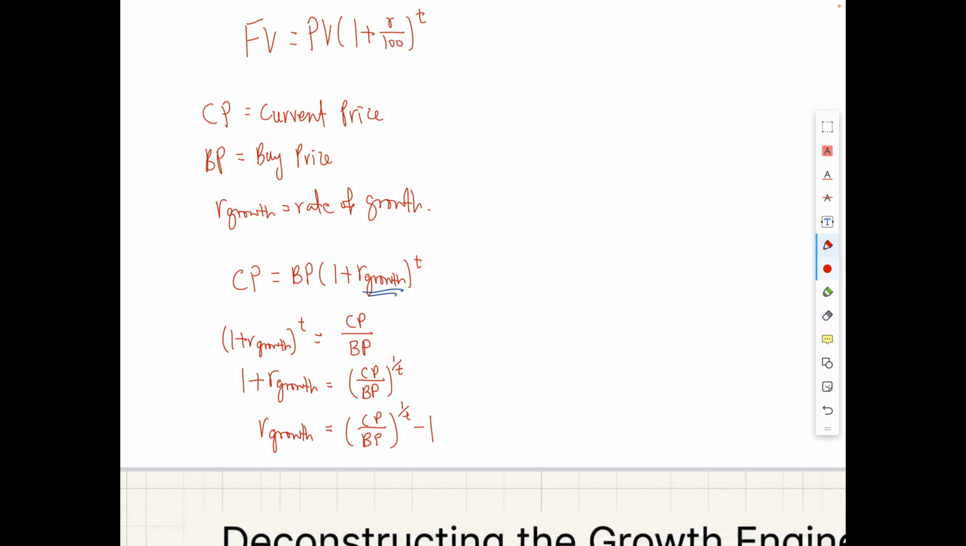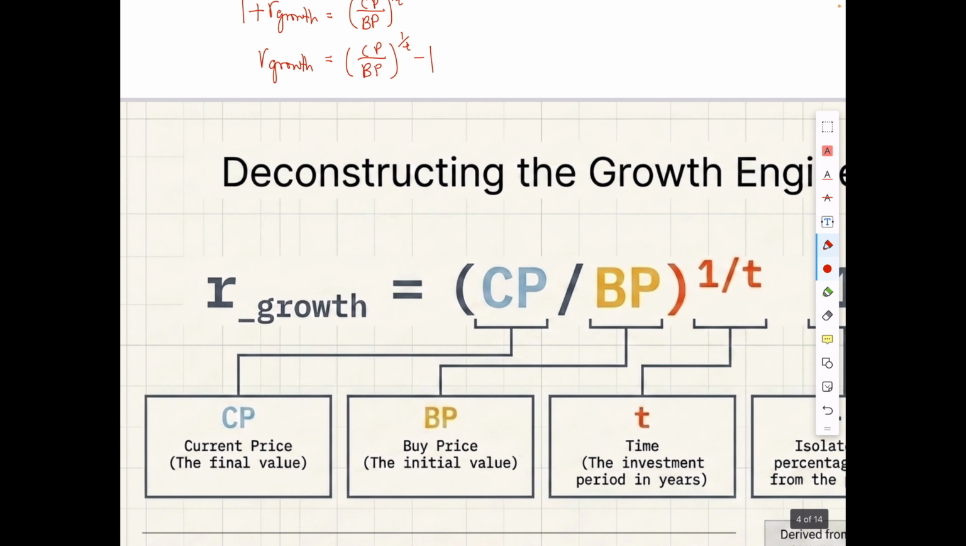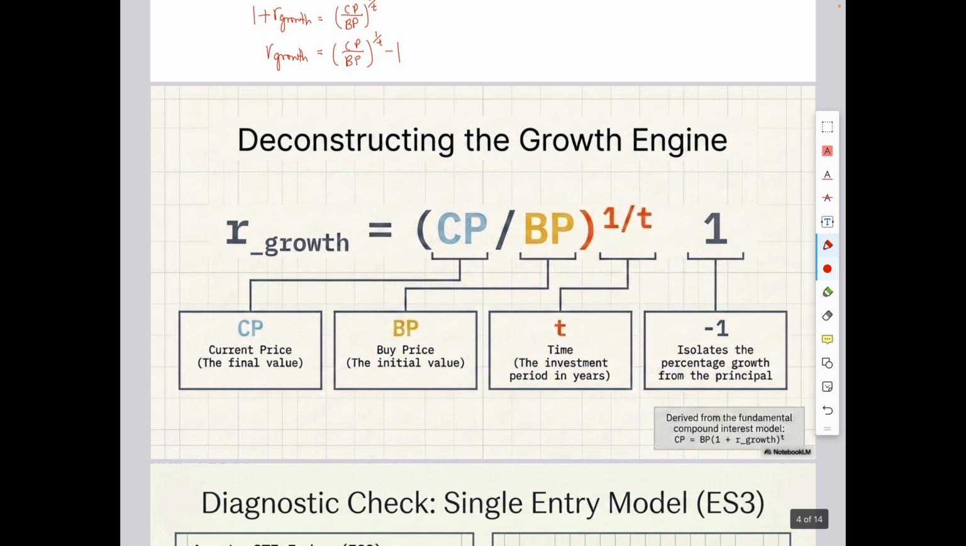minus 1. This rate of growth assumes that I have grown consistently, compounding at this R growth rate over the time period, but it may not be true, because there are ups and downs. Some years you make money, some years you lose money, some years you will make more than another year. So this is just smoothened out. This is what I have as my R growth formula to calculate my CAGR.